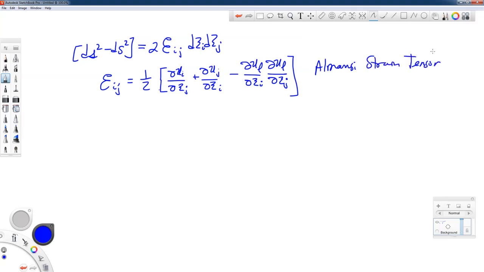Now, I'm not too concerned about whether or not you remember the names Green-St Venant or Almansi strain tensor. If you work with these enough, you will remember those. But the important thing I want you to get out of this is that one is based on the original configuration and one is based on the final configuration. The Almansi strain tensor is often known as the spatial version of the strain tensor, whereas the Green-St Venant, the epsilon that we had defined earlier, is the material or the Lagrangian version.